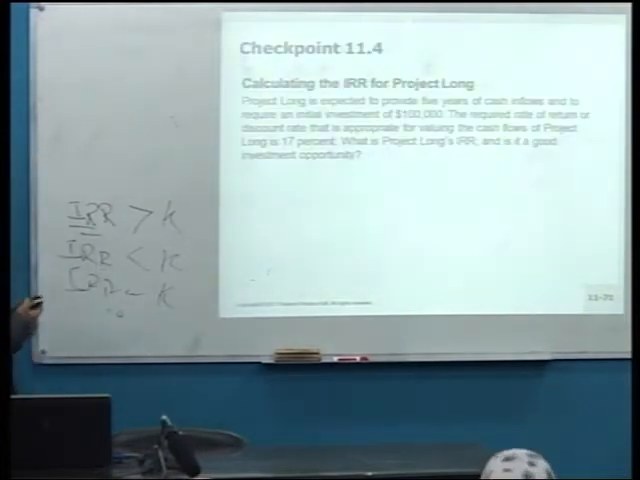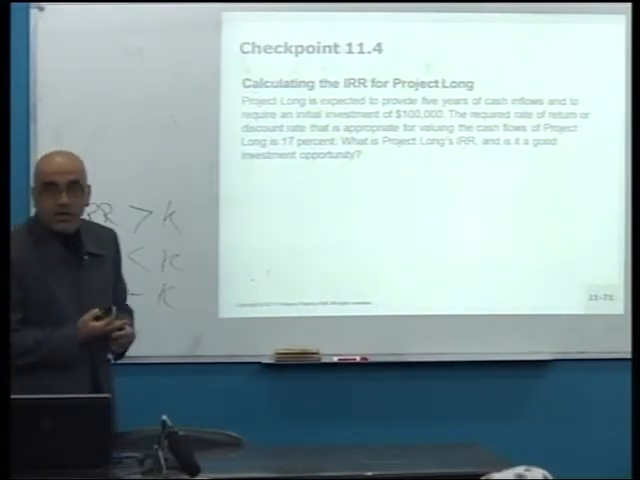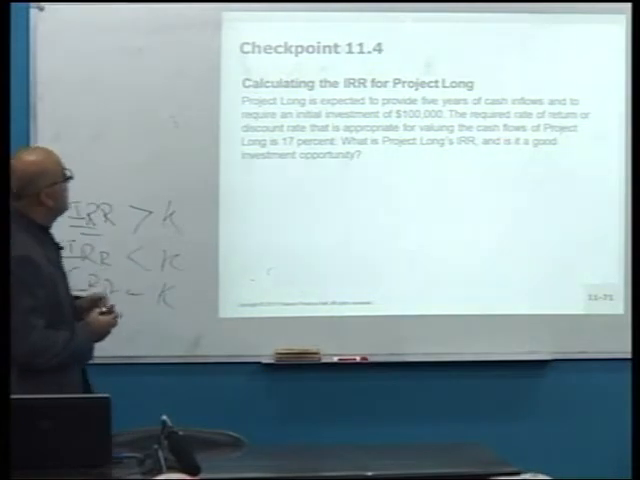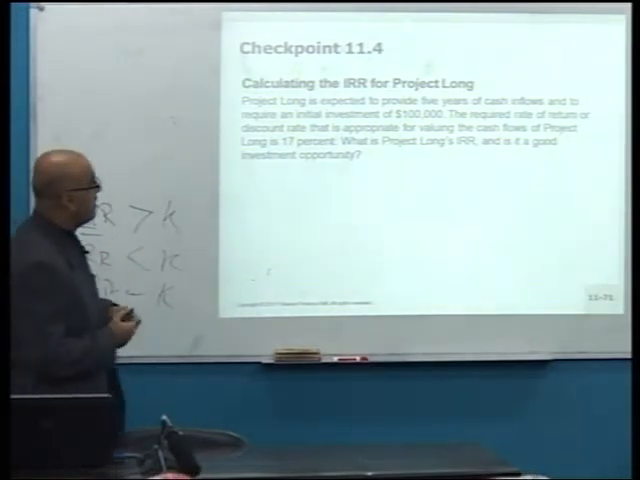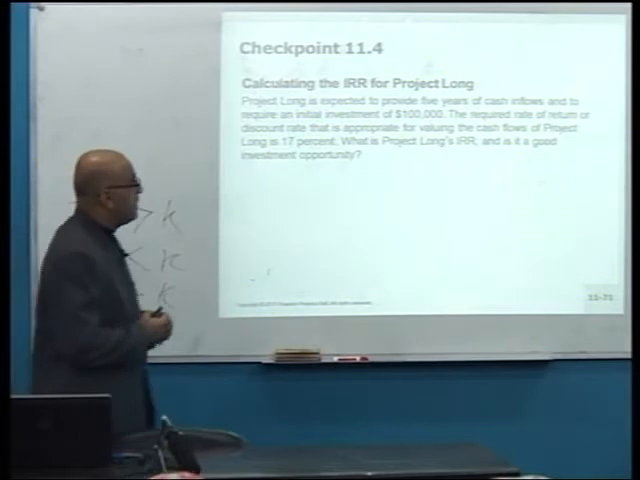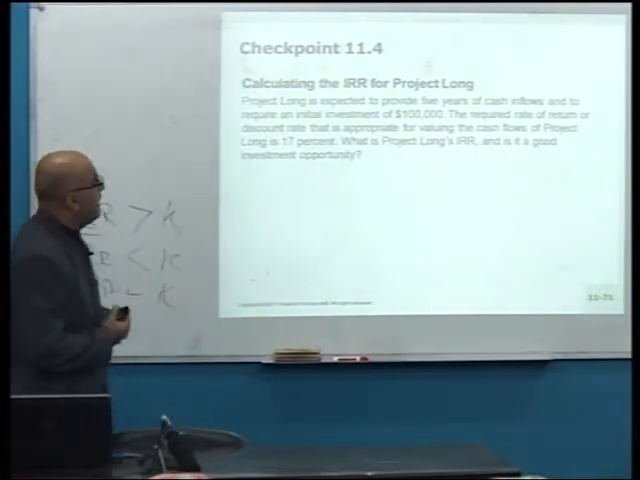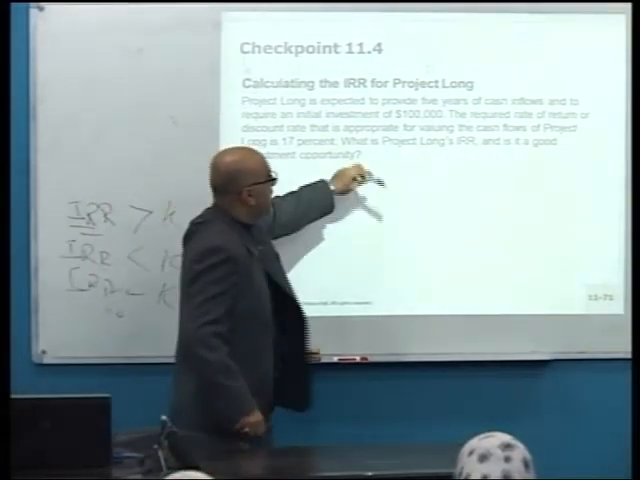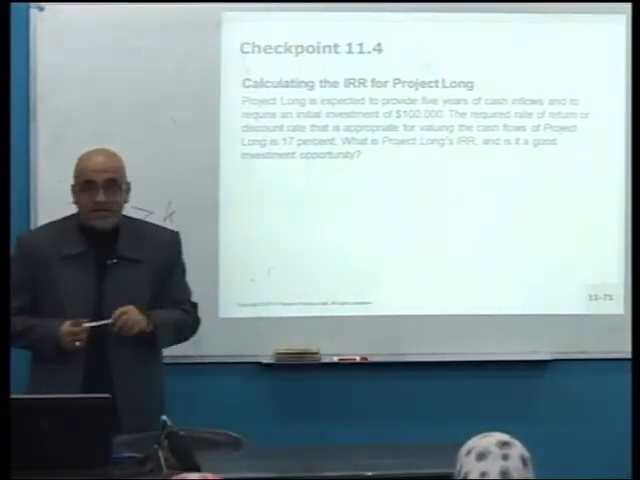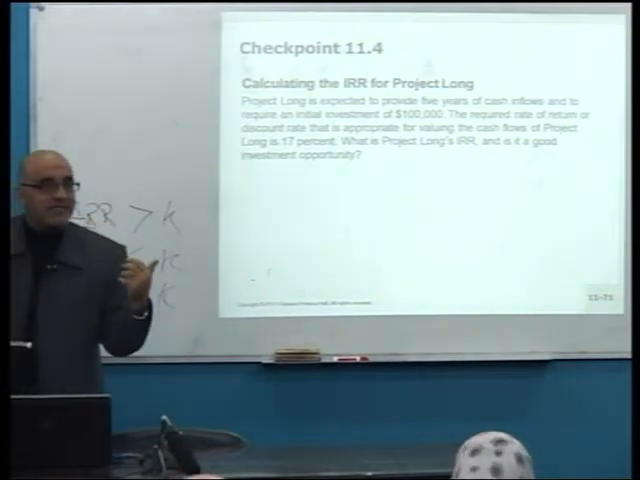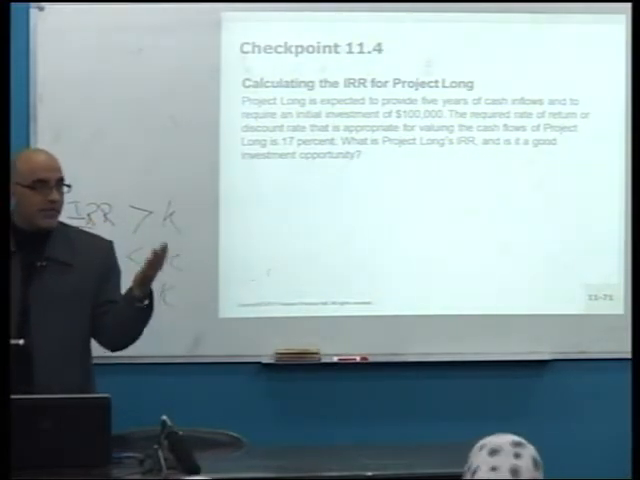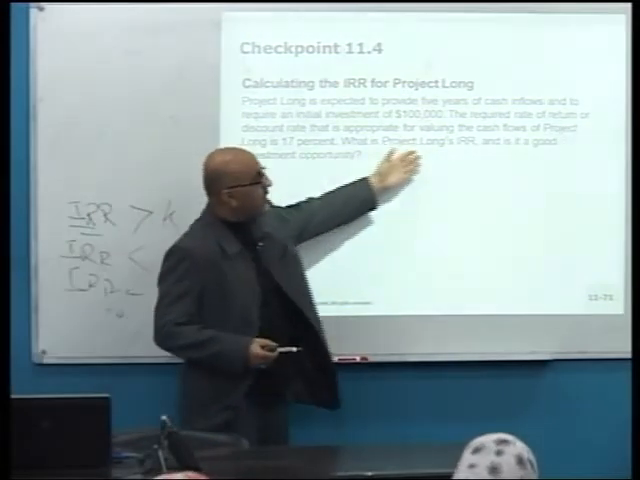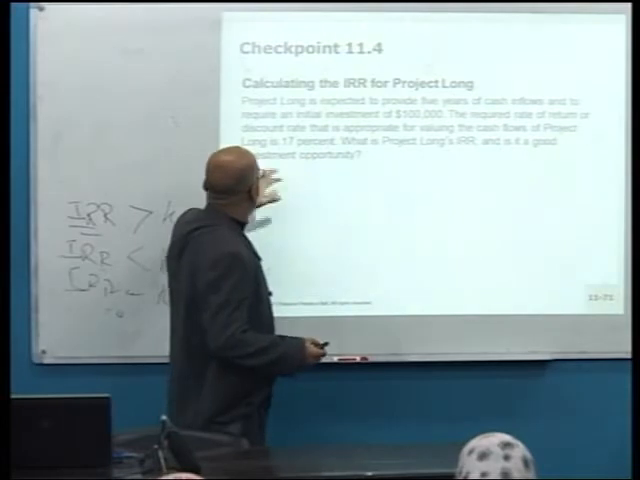Go back to the project Long. Project Long is expected to provide 5 years of cash inflows and to require an initial investment of $100,000. The required rate of return or discount rate that is appropriate for valuing the cash flow of the project is 17%, and that 17% is K. Now, what is the project Long IRR? Is it a good investment opportunity?